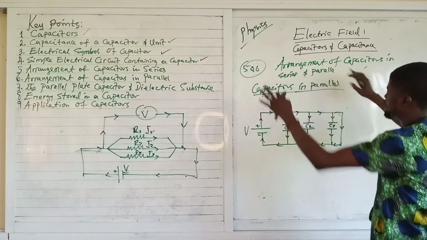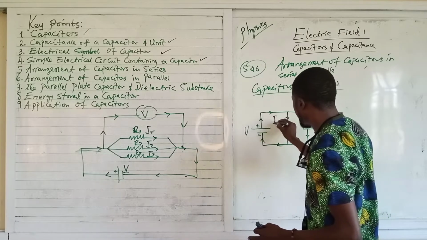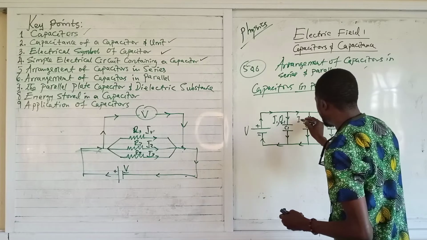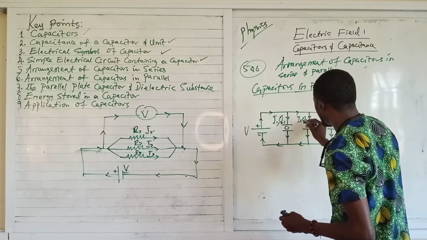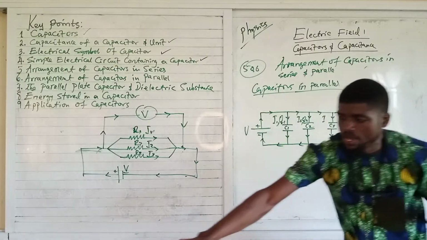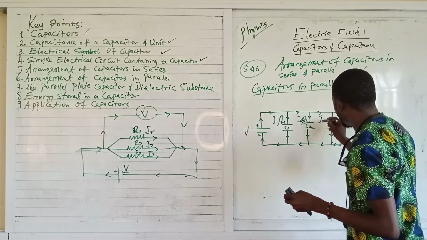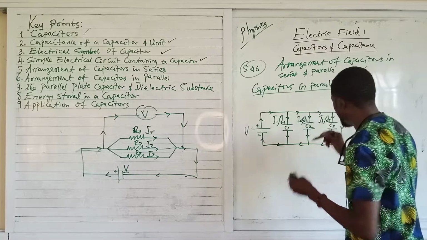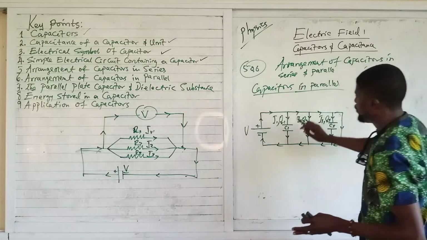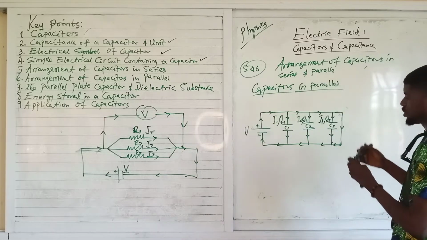When capacitors are in parallel, they have the same voltage but different currents. This is I1, Q1. This is I2, Q2. This is I3, Q3. They have the same voltage across, but then they have different currents and different quantity of electric charge.